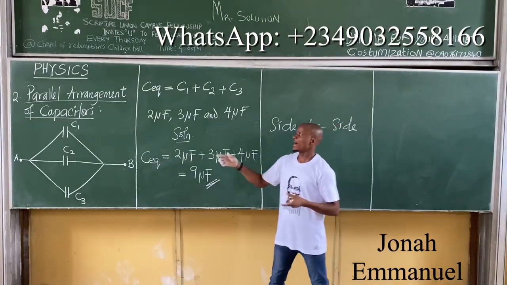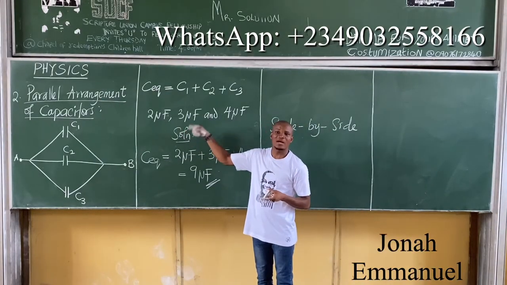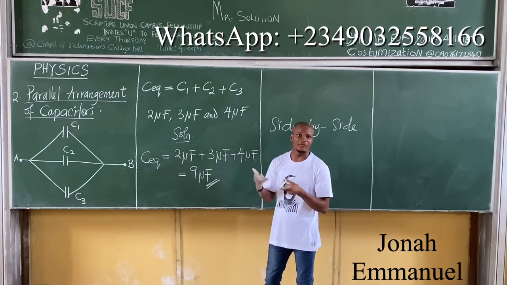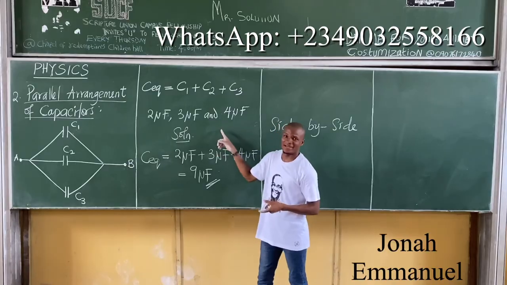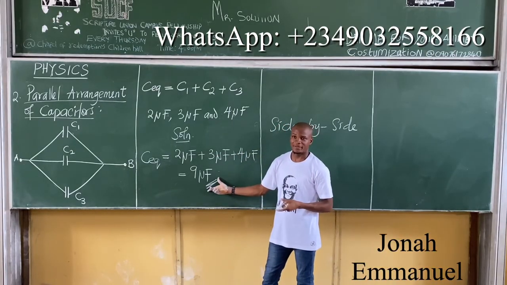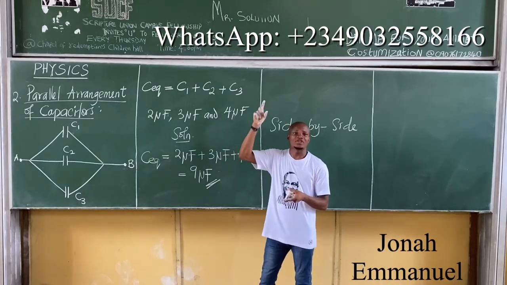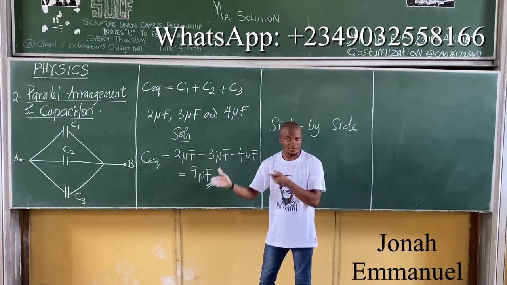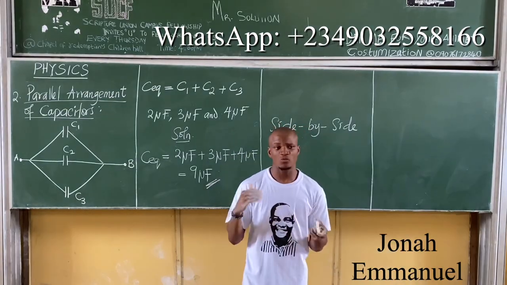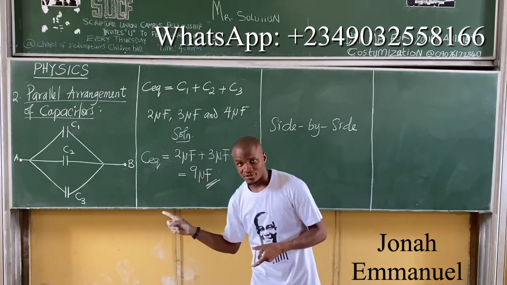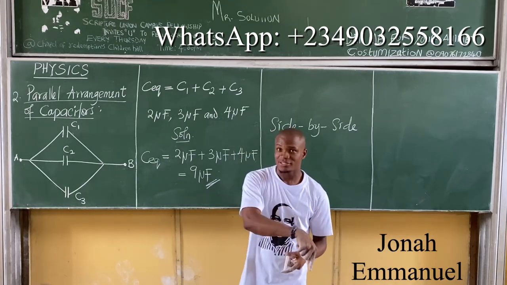Please check. I use the same example for series. What was your answer? I arranged the capacitors in series and had 0.92 microfarad. Now, when I arrange them in parallel, I have 9 microfarad. So this means that if I arrange capacitors in parallel, it will give you a greater value than in series. So when asked which of them gives you maximum output, is it series or parallel? For capacitors, the answer is parallel. For resistors, the answer is series.